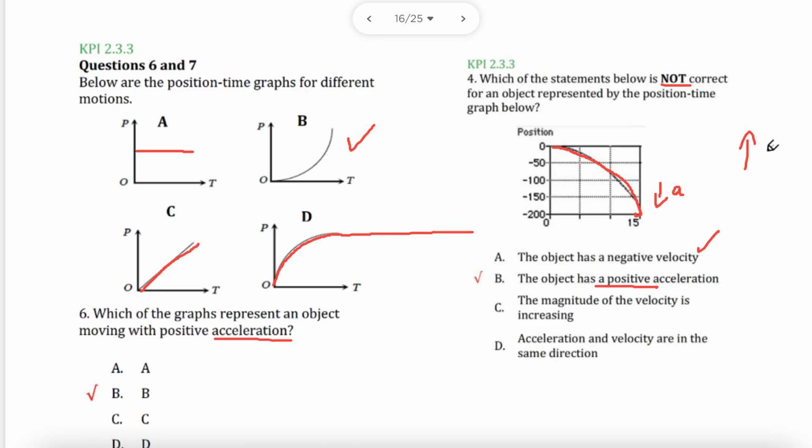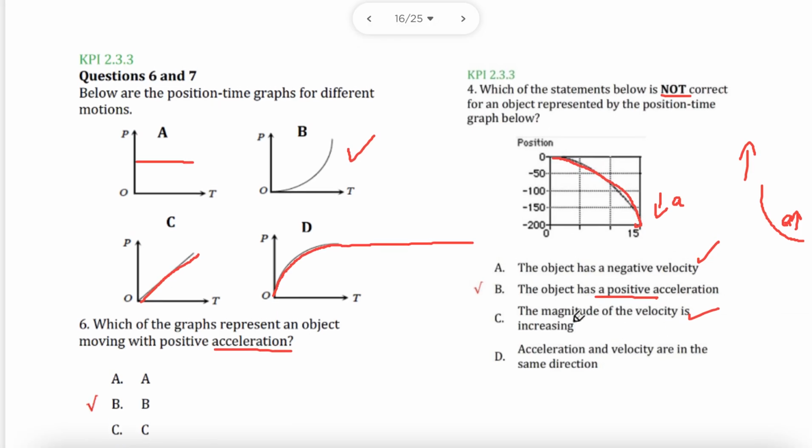Positive, the acceleration would be upwards, opposite of the speed and the position, which means it will be curving the other way. It curved like that. That means the acceleration is upwards. Magnitude of the velocity is increasing. Yes, it's getting faster and faster as the distance goes.